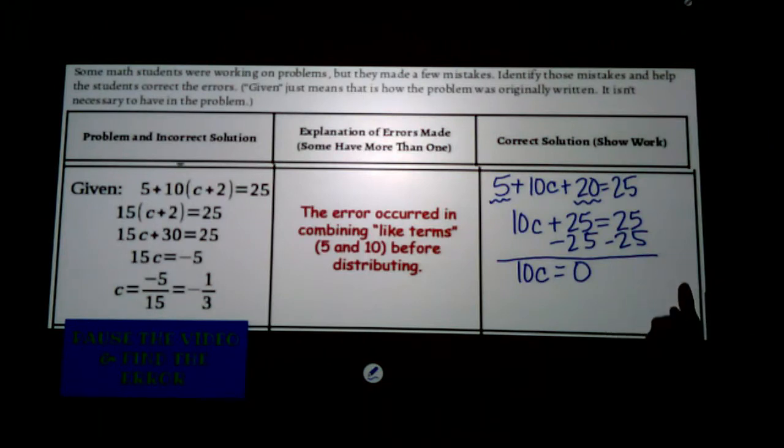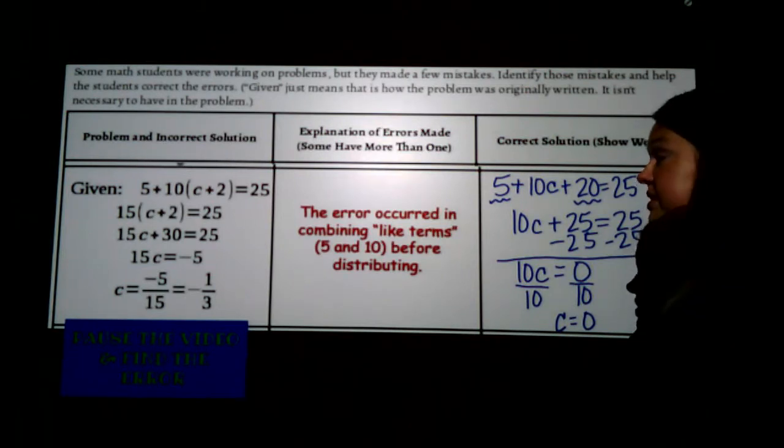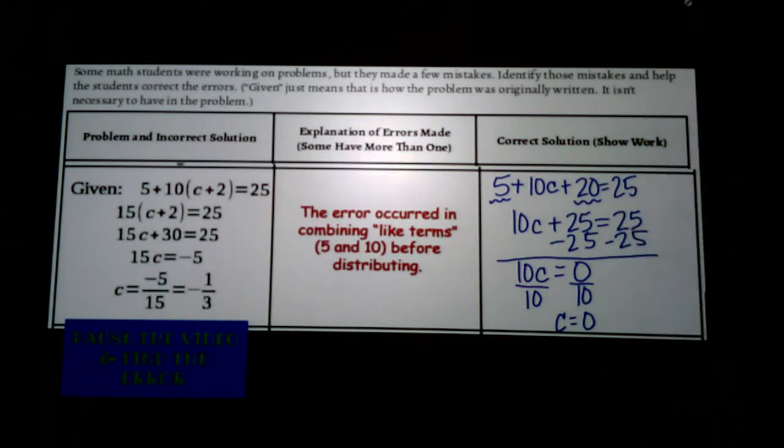Now, you are not allowed to divide by 0, but that's not what we're about to divide by. It's 10 times C. So we're going to divide by 10. And you can divide 0 by any number other than 0. And that's just going to be 0. And 0 is a perfectly fine answer. 0 isn't always the answer, but 0 is a perfectly fine answer if it pops up. So just keep that in mind.